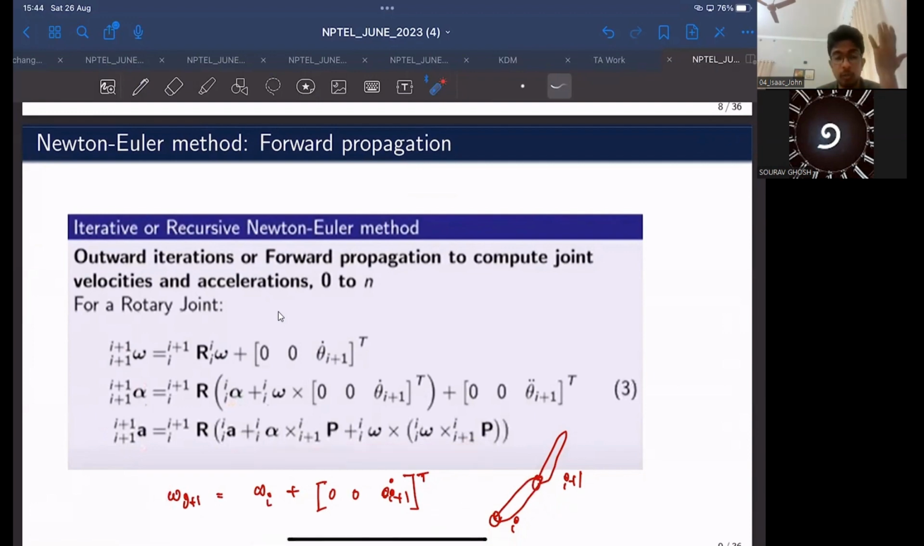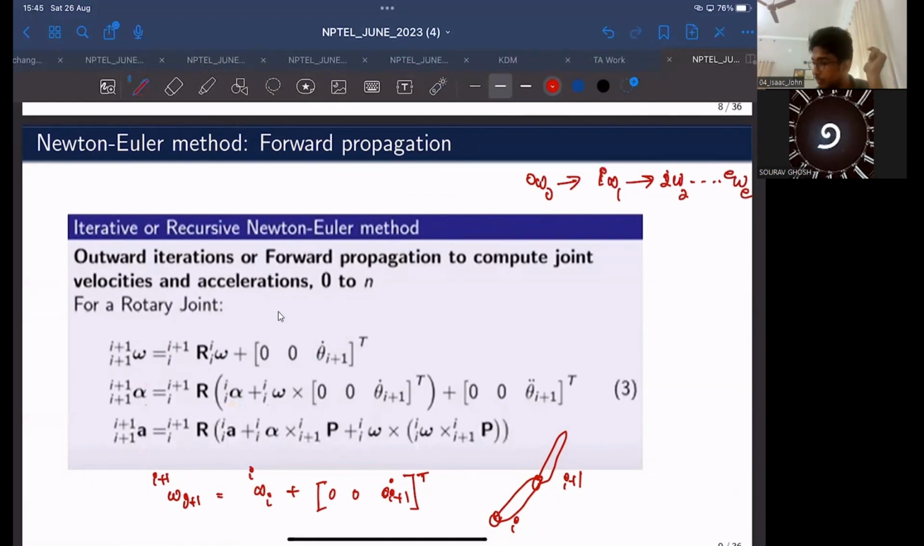In order for us to make it recursive, we would like to specify the angular velocity of the I plus 1 joint with respect to the I plus 1th frame. And we would also like to specify the angular velocity of the ith joint with respect to the ith frame. So that if we know 0 omega 0, the angular velocity of the base frame, through the recursive relation we should be able to find 1 omega 1, 2 omega 2, all the way to the angular velocity of the end effector frame, E omega E.